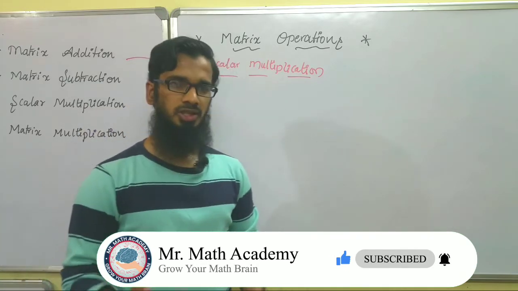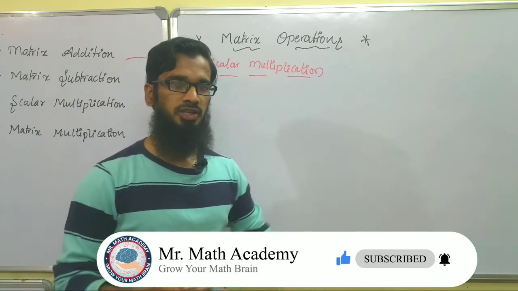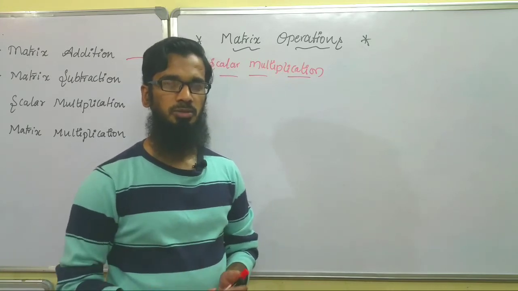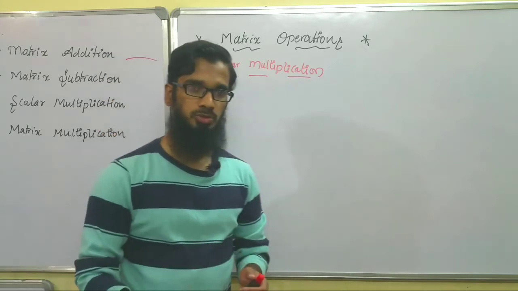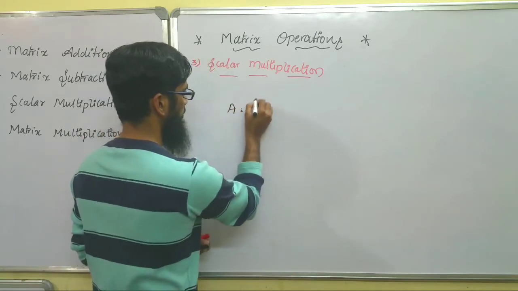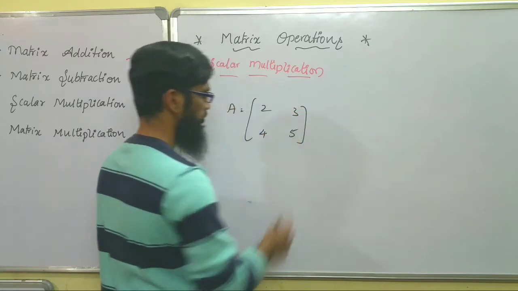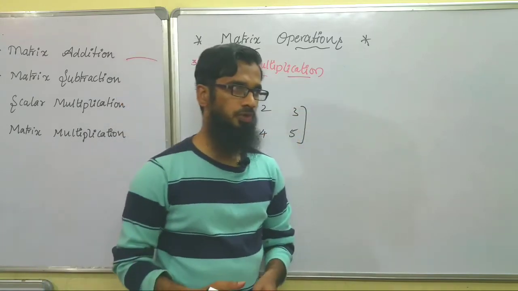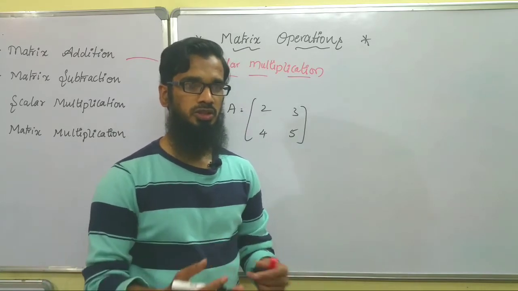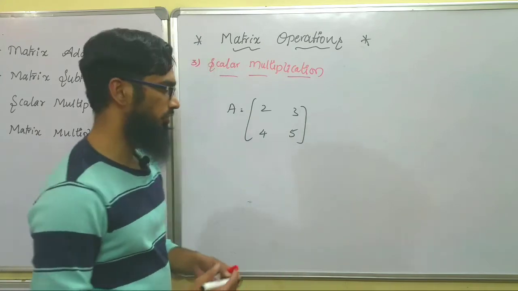What does scalar multiplication mean? If I take any one matrix, I need to multiply that matrix with any number or constant, whether it is possible or not. Suppose I take the matrix A equal to 2 3 4 5. I need to multiply it with a constant. In that case, how will the multiplication be?